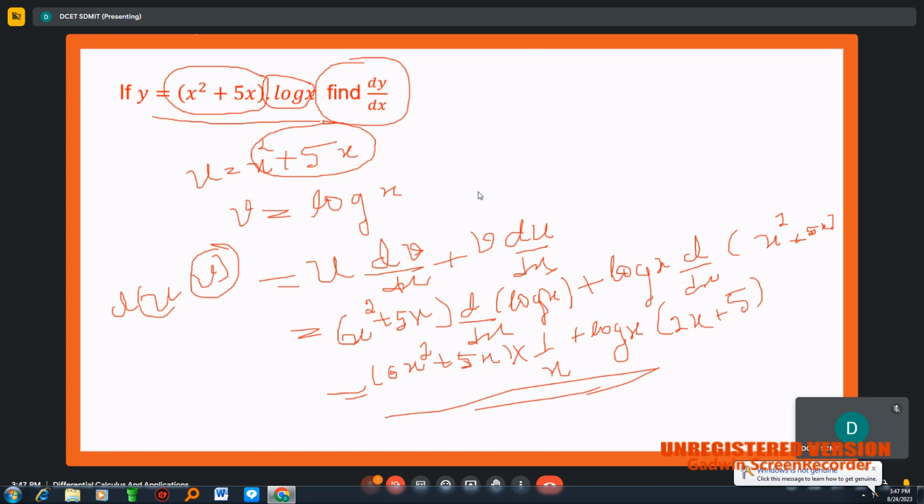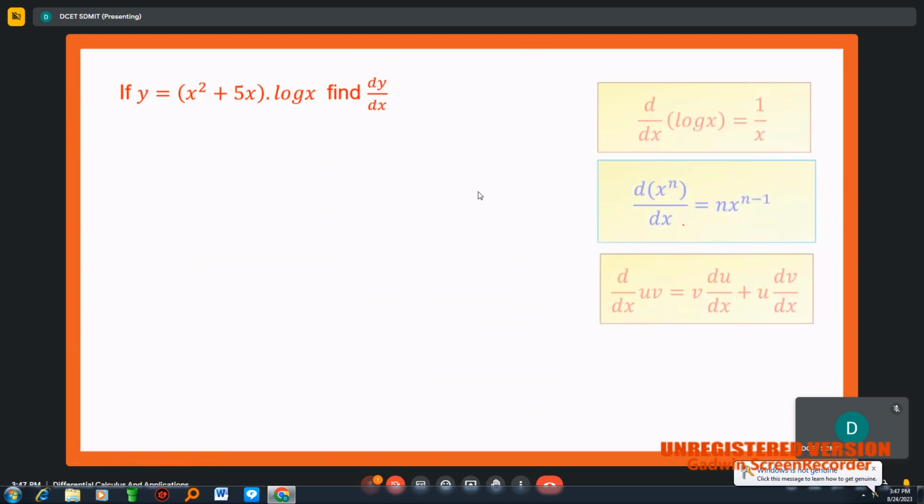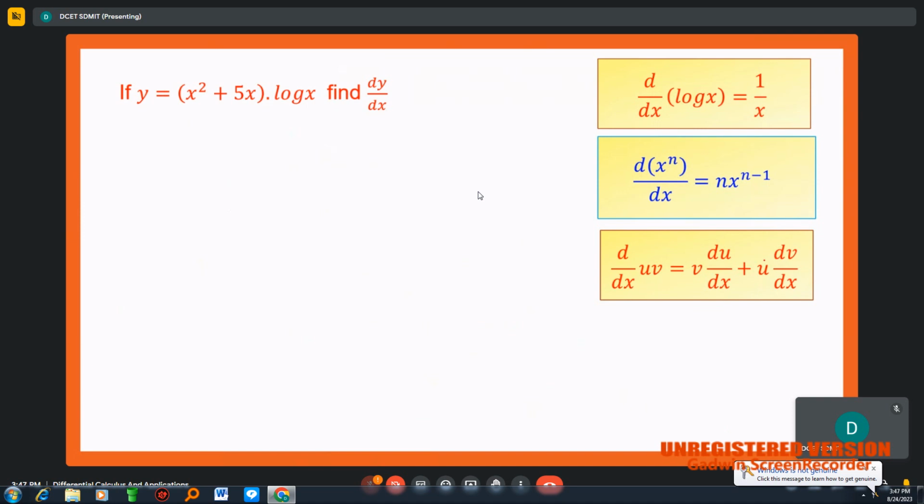That means a product term is there, so we are applying the product rule. What is the product rule here? Product rule is d by dx of u into v. Here v is kept constant, meaning the second term I kept constant, differentiation of u, that is du by dx, plus first term kept constant, differentiation of second term, that is dv by dx.